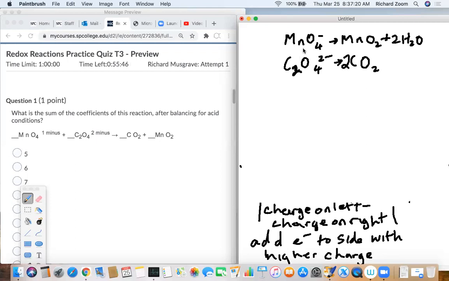All right, next one, our hydrogens. We've got no hydrogens on the left. We've got four hydrogens on the right. So I add 4H plus to this side. And on the bottom one, I've got no hydrogen, so I don't have to balance anything for the H pluses. Does anybody have any questions about the top one and the 4H pluses?